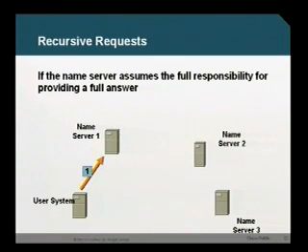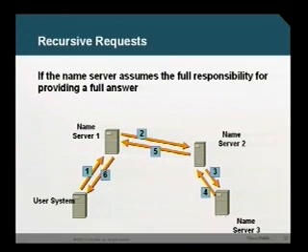Recursive is basically I go and get the final answer. So this communication that you are seeing here, this is basically your user system, a laptop, sending the request to the DNS proxy. From there it's going to be iterative. It won't be recursive. This is going to be iterative, as we discussed earlier.